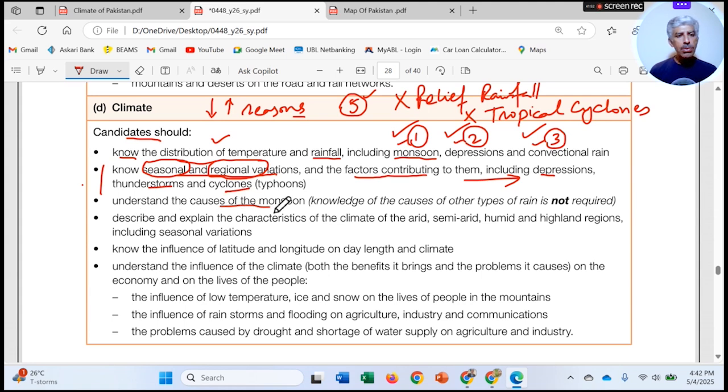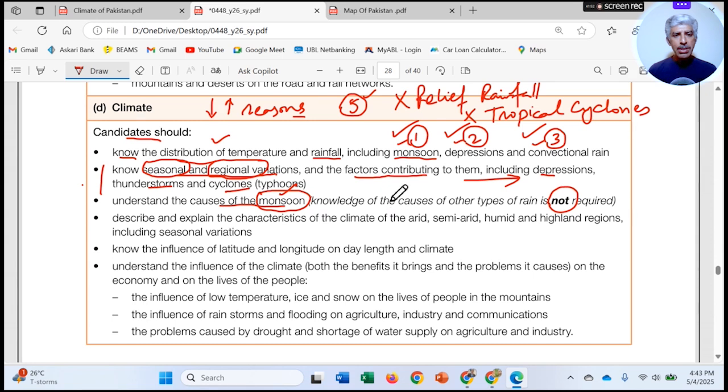Understand the causes of monsoon. Knowledge of the causes of other types of rain is not required. That is, why the monsoon rainfall is created, how it is created, I mean the Bay of Bengal or the Arabian Sea, you should know only that. Only the creation of monsoon is required.